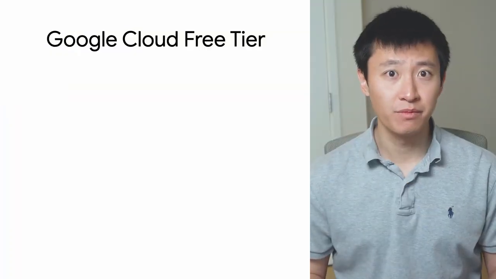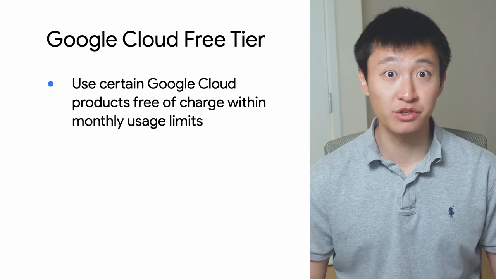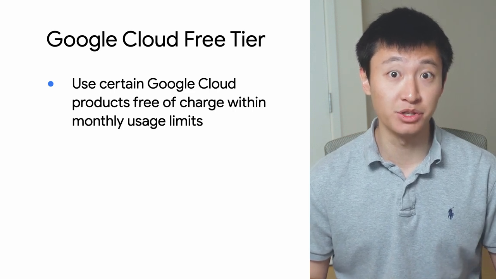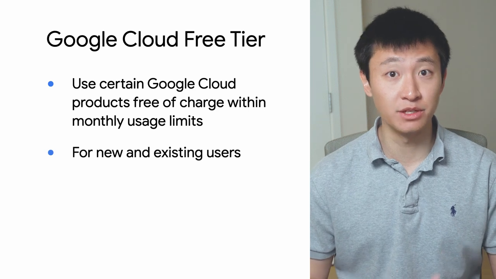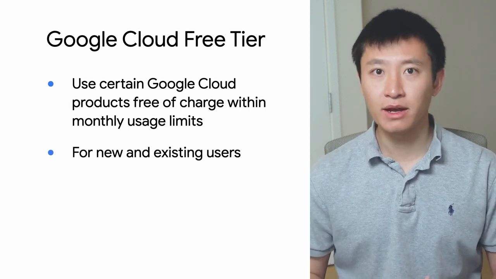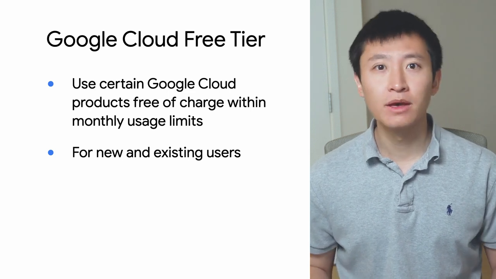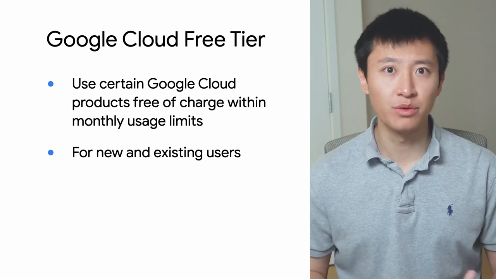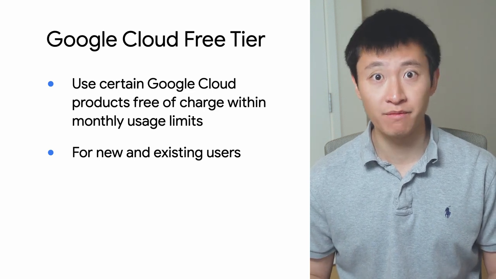Beyond the free trial, there's also the free tier, which lets you use certain Google Cloud products free of charge within specified monthly usage limits. The free tier is available to both new and existing users and includes products like App Engine, BigQuery, Cloud Functions, Cloud Vision, Firestore, and more. With BigQuery, for example, you get 10 gigabytes of storage per month and 1 terabyte of querying per month.